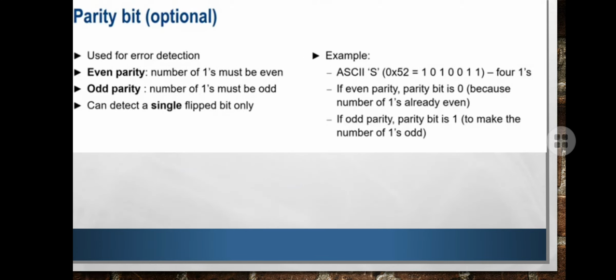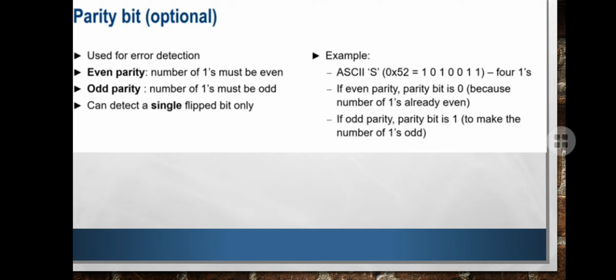Now, what is the parity bit? Parity, as we all know, is used for error detection. Even parity means the number of ones must be even, and odd parity means the number of ones must be odd. It can detect a single flipped bit only. For example, if you want to send the letter S, it has 4 ones.